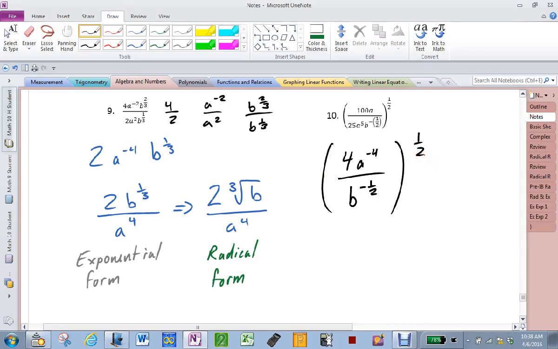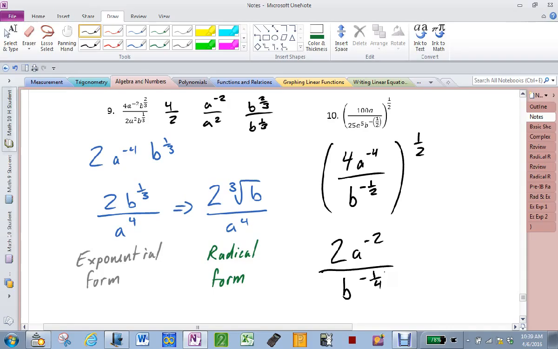Now what do I do? 4 to the 1/2 is what? 2. What is negative 4 times 1/2? Negative 2. Yeah. And I'm still leaving it not done, over b to the what? Negative 1/4. Because 1/2 times 1/2 is 1/4. Now, have I dealt with everything?